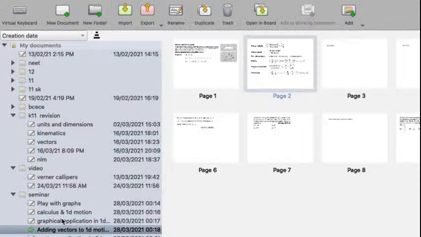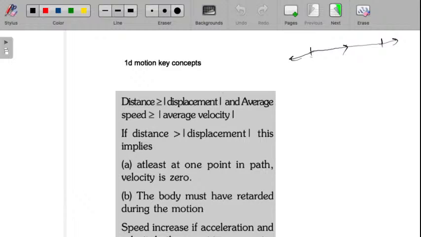Now let's apply these definitions and try to understand the key points here for the 1D motion. In 1D motion, we know the distance is always greater than or equal to displacement. Why? First of all, displacement is going to be the shortest distance between the 2 points. So it's a 1D motion. Therefore, we expect the distance and displacement to be both a straight line. Yes, it's a straight line.